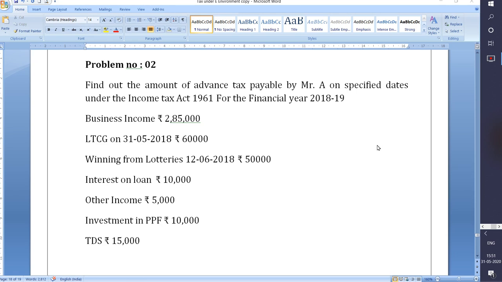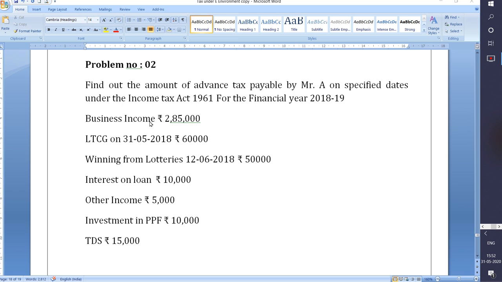Hi guys, in this class we will move on to problem number 2, relating to advance tax. See the script. Problem number 2: find out the amount of advance tax payable by Mr. A. Here Mr. A is carrying on some business or profession, on specified dates under the Income Tax Act 1961 for the financial year 2018-19. He is earning income and he is supposed to pay the advance tax to the government.